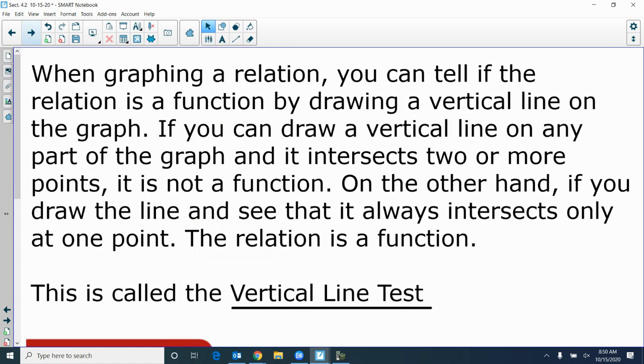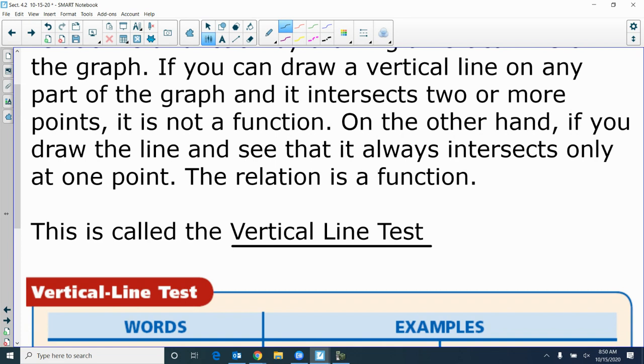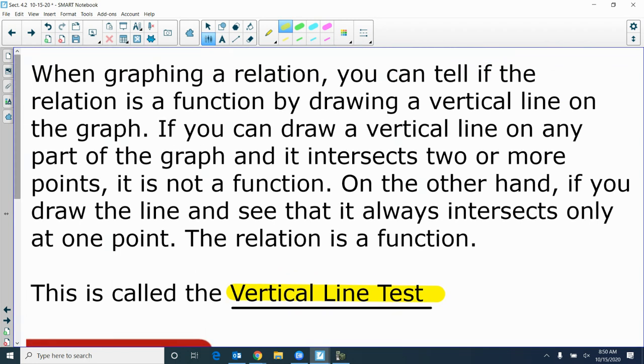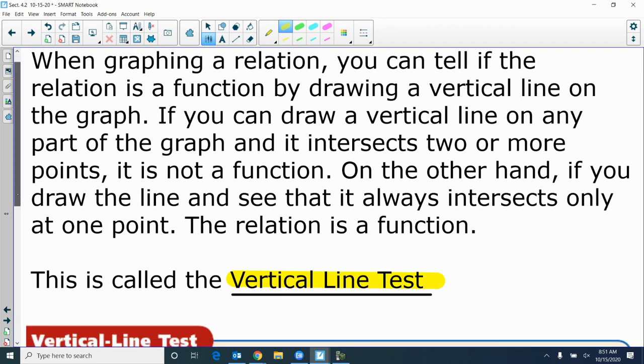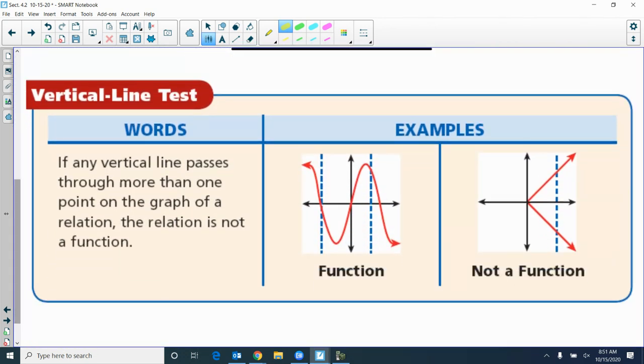All right, so we just talked about the vertical line test. So when graphing a relation, you can tell it's a function by drawing any vertical line. If it hits the graph twice, then it is not a function. If it hits it one time only, it is a function. So actually, that's a real easy test to tell. And that's only for graphs.